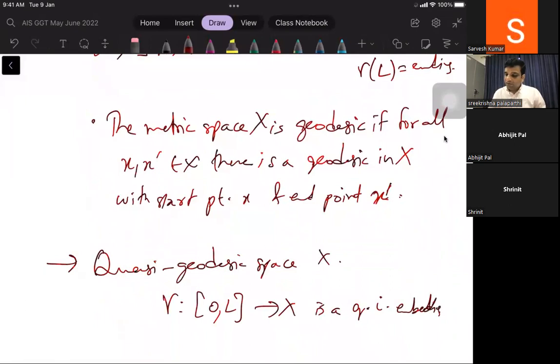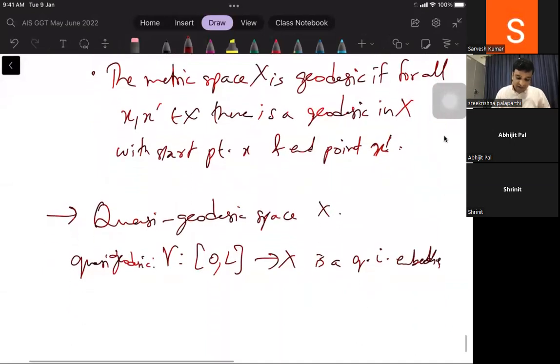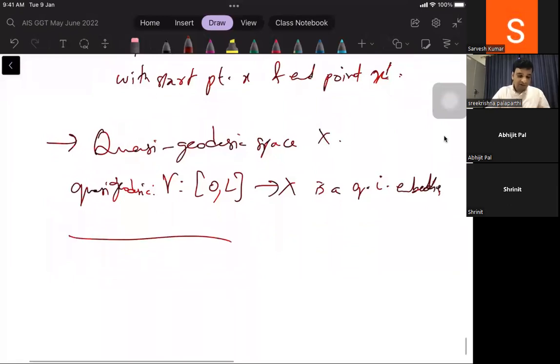And you say that a space is quasi geodesic. Okay, if so, what did I say? Firstly, this is a quasi geodesic, and you say that a space is quasi geodesic if given any two points there is a quasi geodesic connecting them. All right, so now we are almost ready to state and prove the lemma.